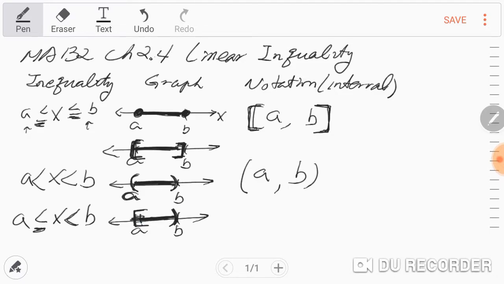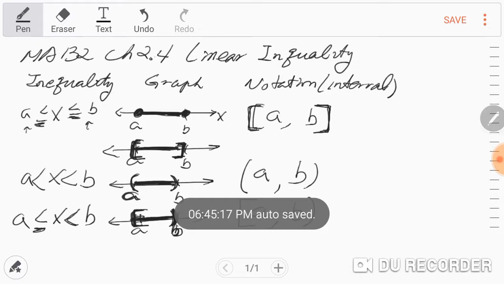So this graph indicates that x is greater than or equal to a, because there is a bracket, and less than b. There's no bracket on b; the number b has only a parenthesis, so there's no equal sign. How about the interval notation? a is included, so use a bracket. b is not included, so use a parenthesis.